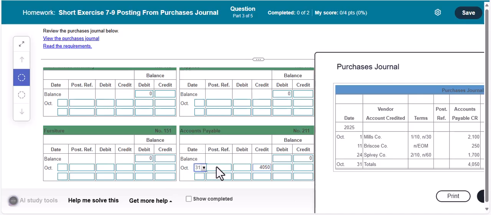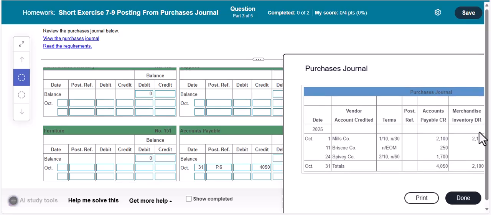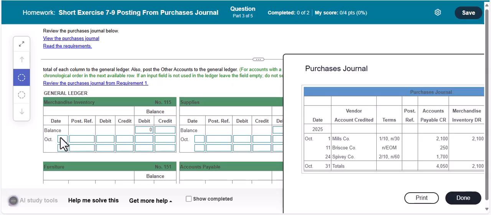Posting reference is still that page 6 of the purchase journal, and then our balance is $40,050 on the credit side. So next up, working our way over, we have merchandise inventory, a debit for $2,100. Let's find that account here. Debit for $2,100. And this was again on October 31st at the end of the month, posting reference page 6 here of the purchases journal and a debit balance of $2,100.